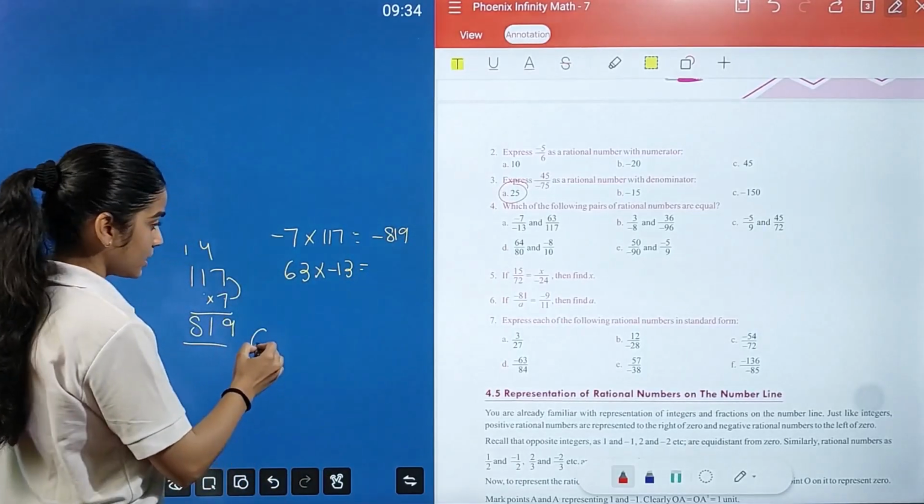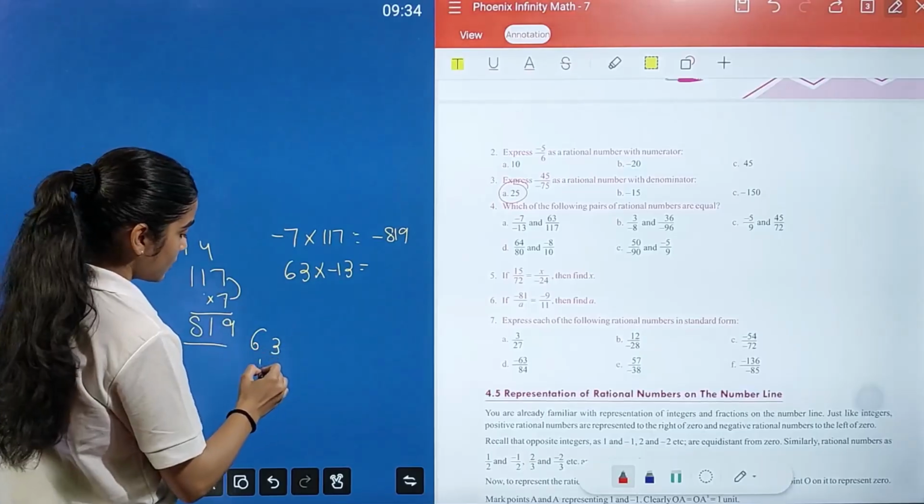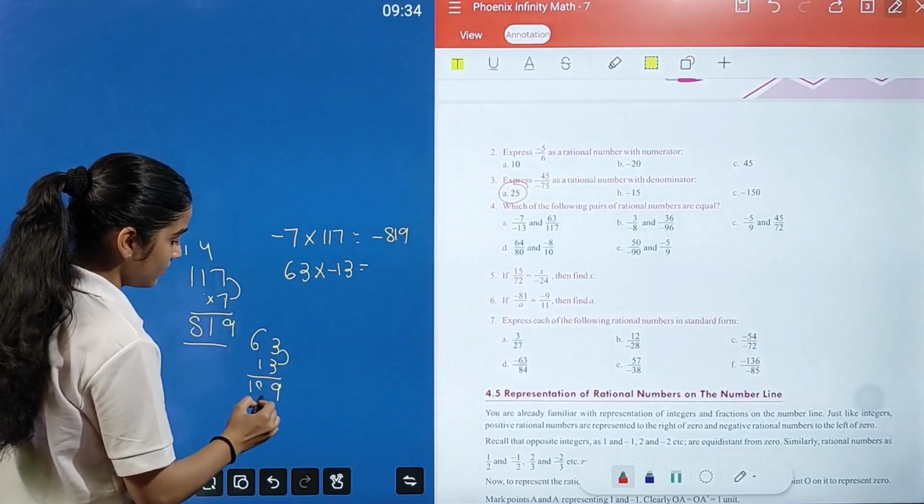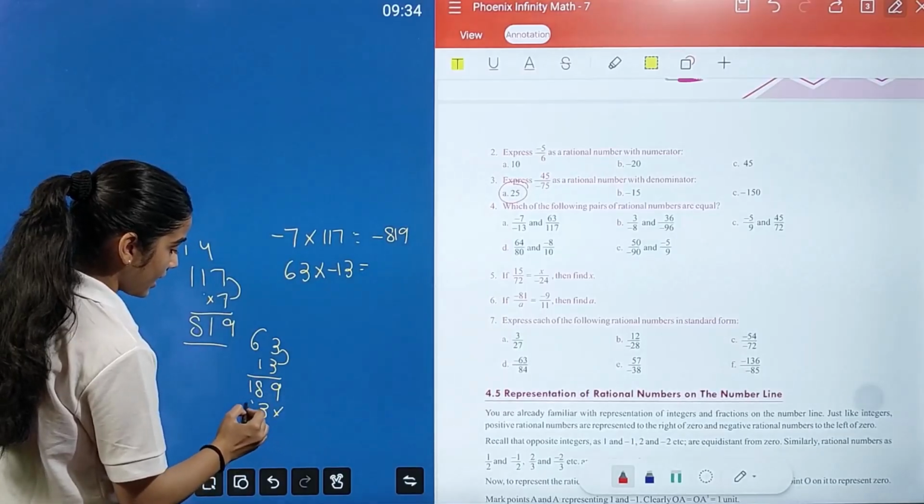Then you have to multiply 63 with 13. So 3 3s are 9, 3 6s are 18, 3 and 6.